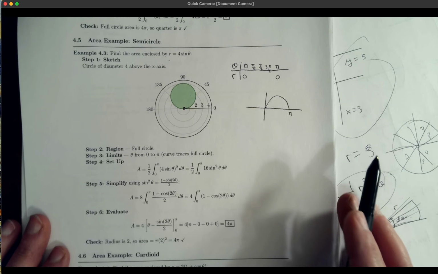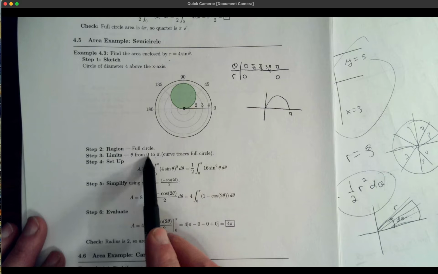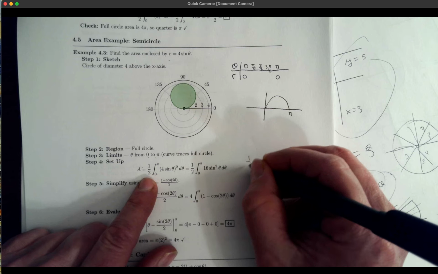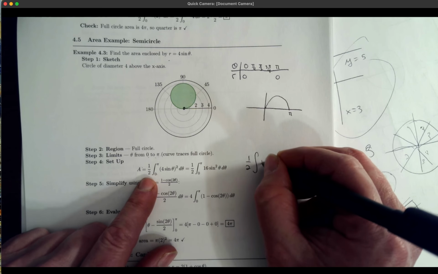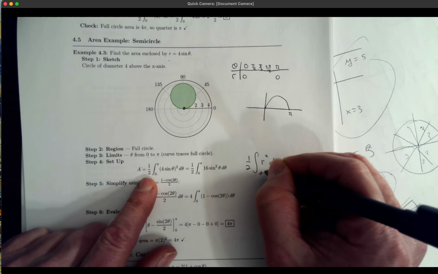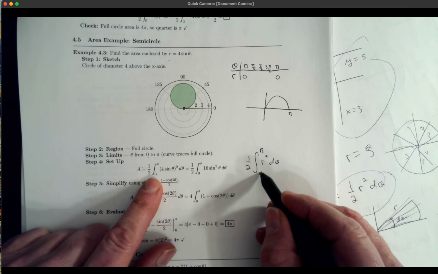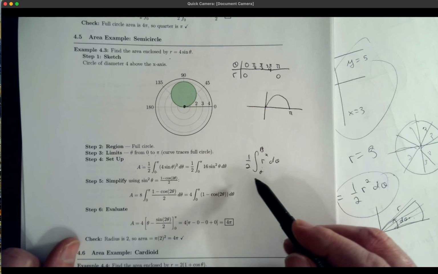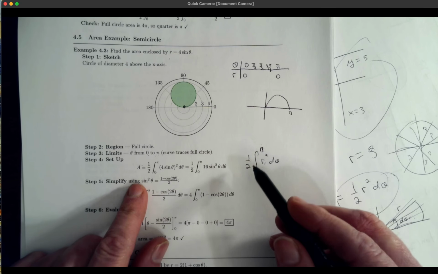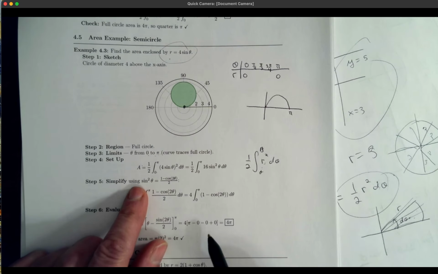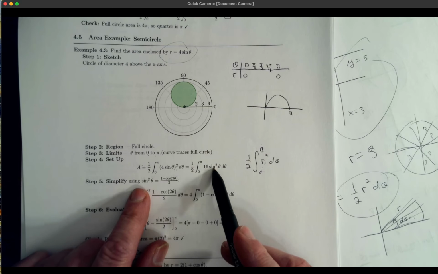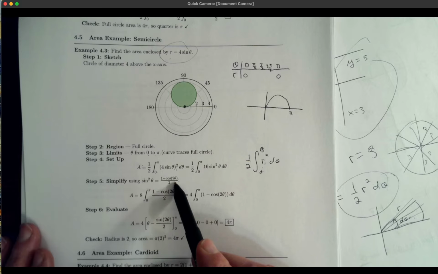And to do the integral, we go from 0 to pi. The 1/2 is part of the formula, right? So the formula is 1/2 the integral of r squared d theta from alpha to beta. Alpha is the start angle, beta is the terminal angle, 0 to pi, and r is 4 sine of theta. So 1/2 times 4 sine of theta quantity squared. Simplify it. We know how to do this integral. We've seen it many times.